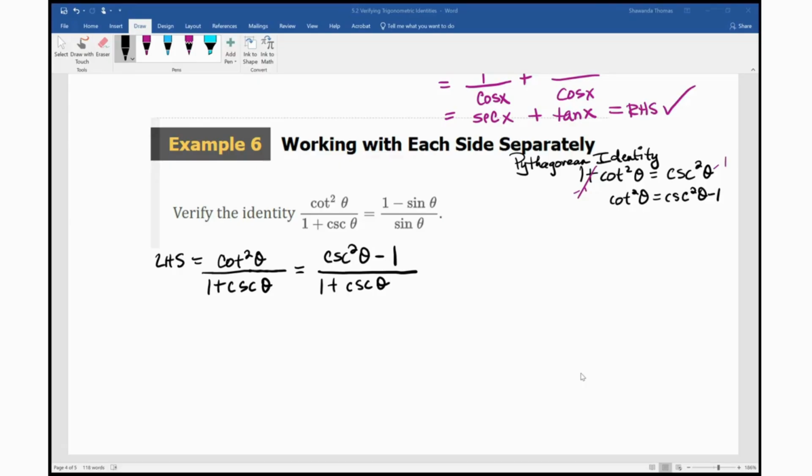Could you cancel out the cosecants? No, because it has a minus 1 and a 1 plus something. You can't cancel terms out. What can you do? What do you say, Michaela? The conjugate of it? Let me see. You think about that.